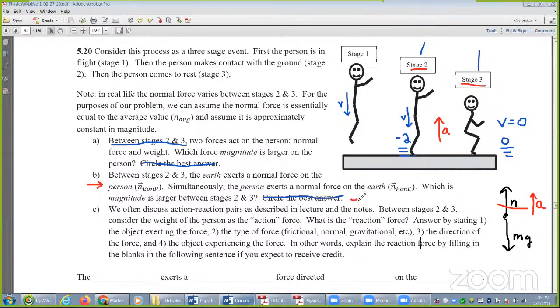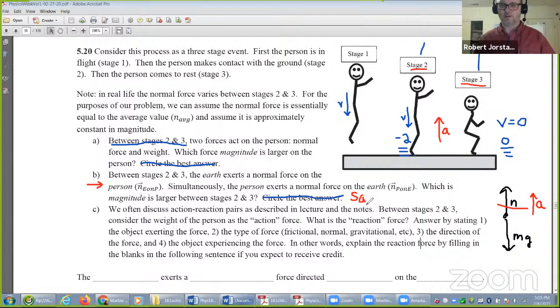They're equal. Same, by Newton's third law. And this is the one people get weirded out by. They say, well, I don't notice the earth move, and that's just because it has such a large mass. So how about part C?